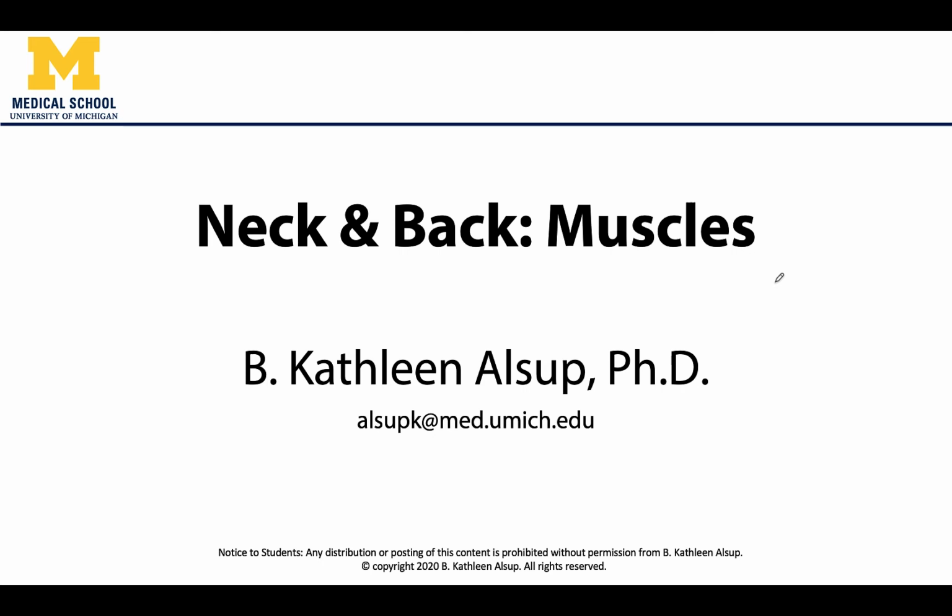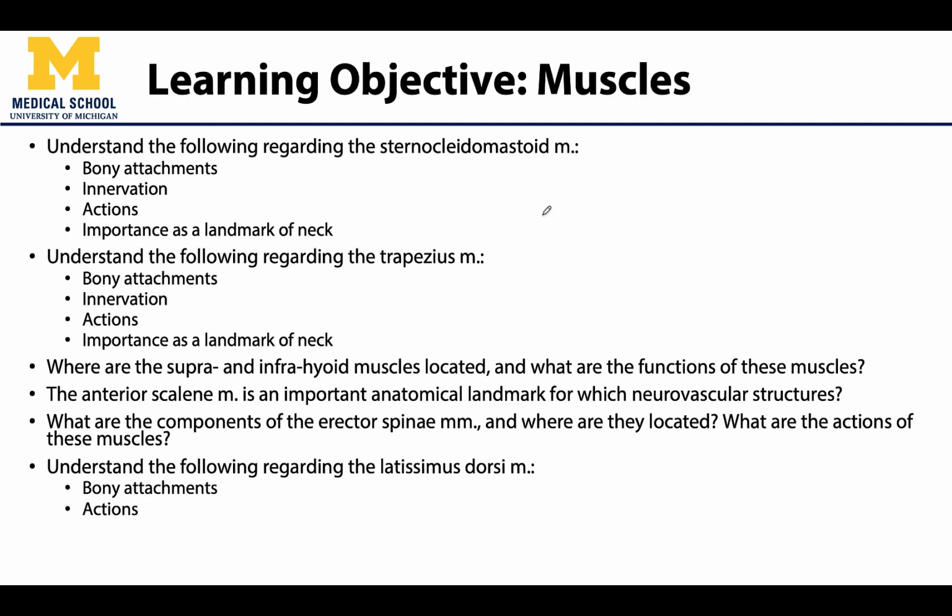Hello, anatomy colleagues. Let's finish our conversation regarding the neck and back regional musculoskeletal anatomy with a conversation of some of the main muscles in this region. And since we're talking the neck and the back, that's a fairly large area. So we're going to span quite a few muscles, starting with the sternocleidomastoid, the trapezius.